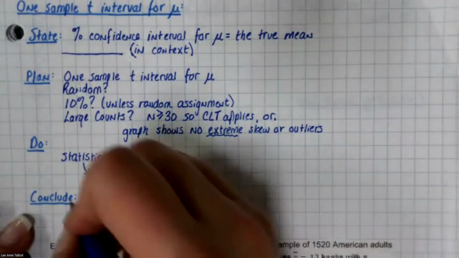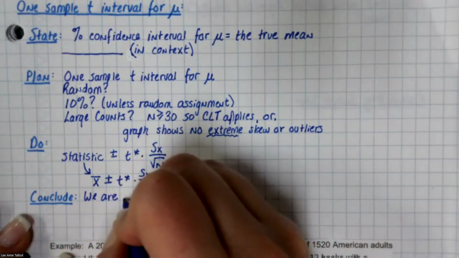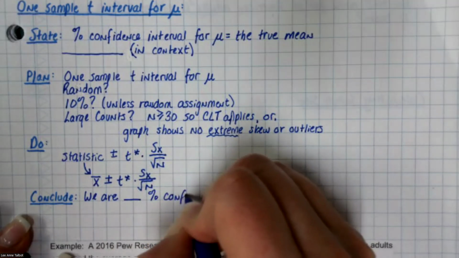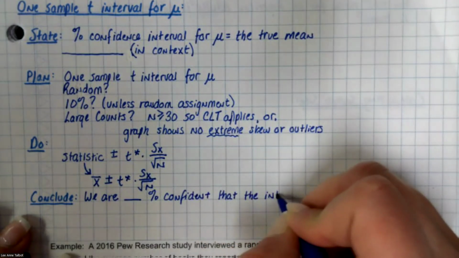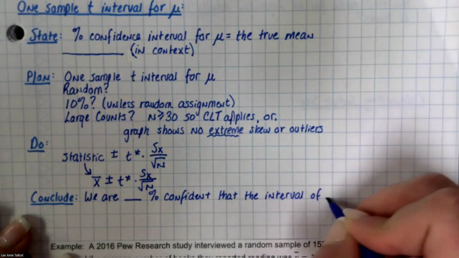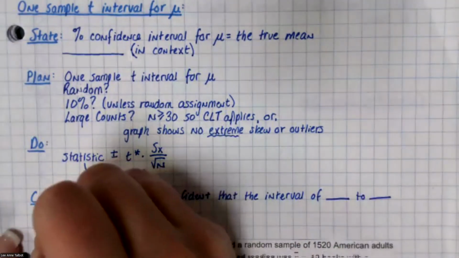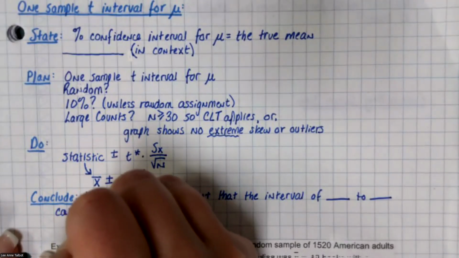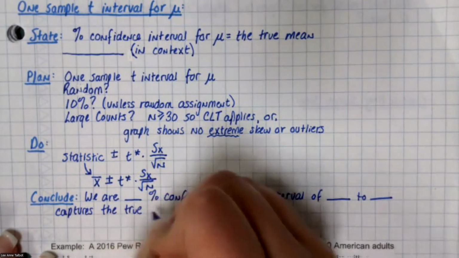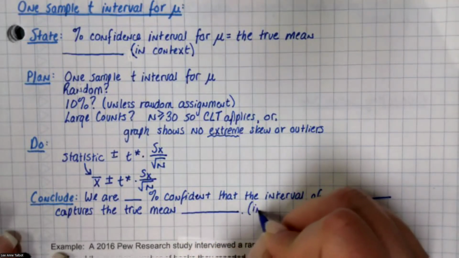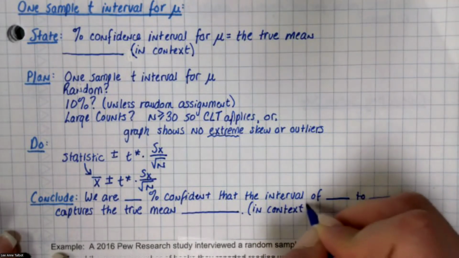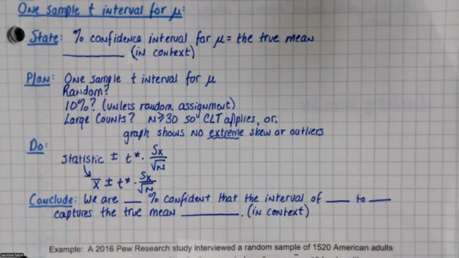Anyway, okay. Conclude: we are blank % confident that the interval of blank to blank captures the true mean in context.